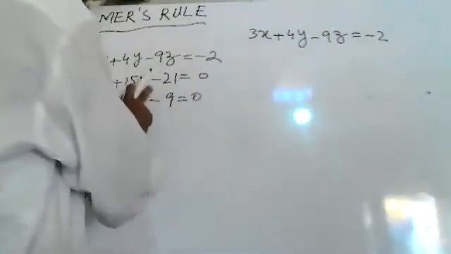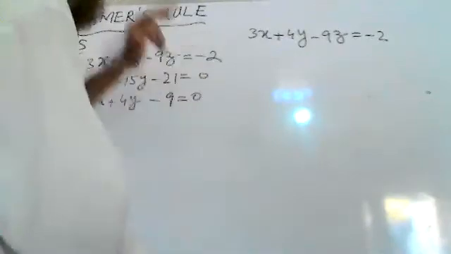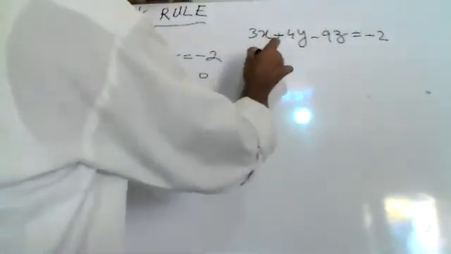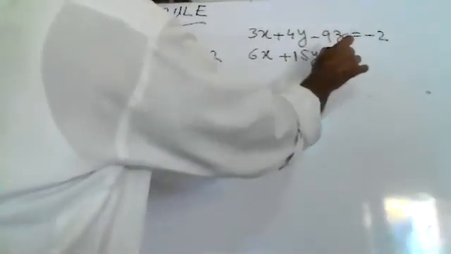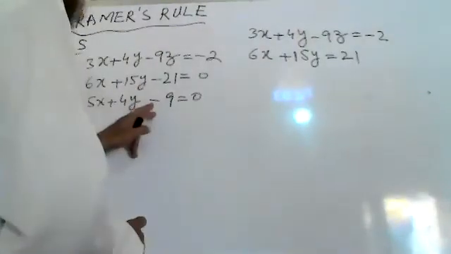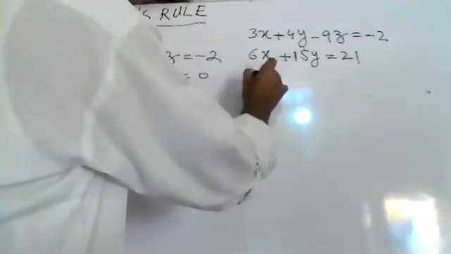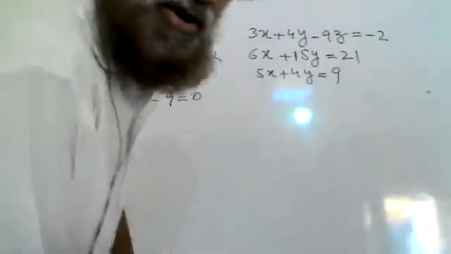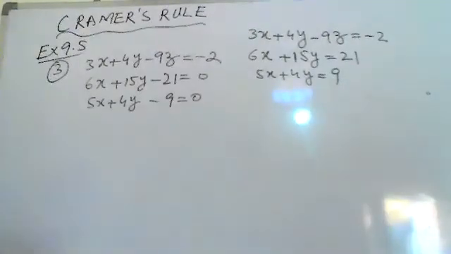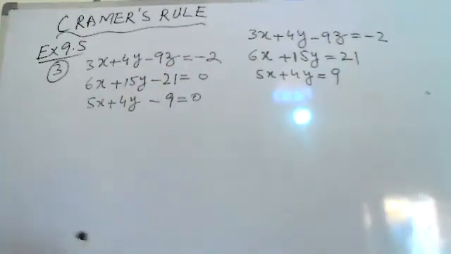The second one: minus 21 will be shifted on that side so that the constant will be on the right side. So 6x plus 15y equal to 21. The third one here, minus 9 also shifted on the right side. So 5x plus 4y is equal to 9. Now all the three are in the standard form. So these equations will be used instead of this one. So I am removing them.